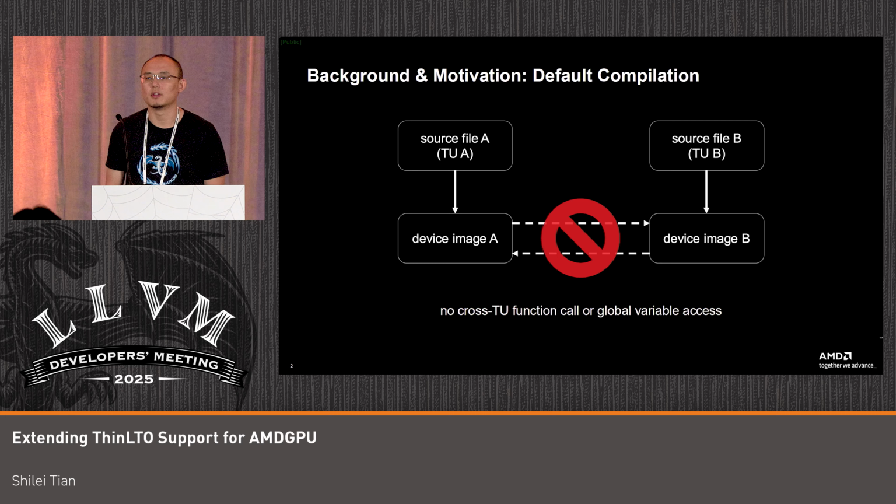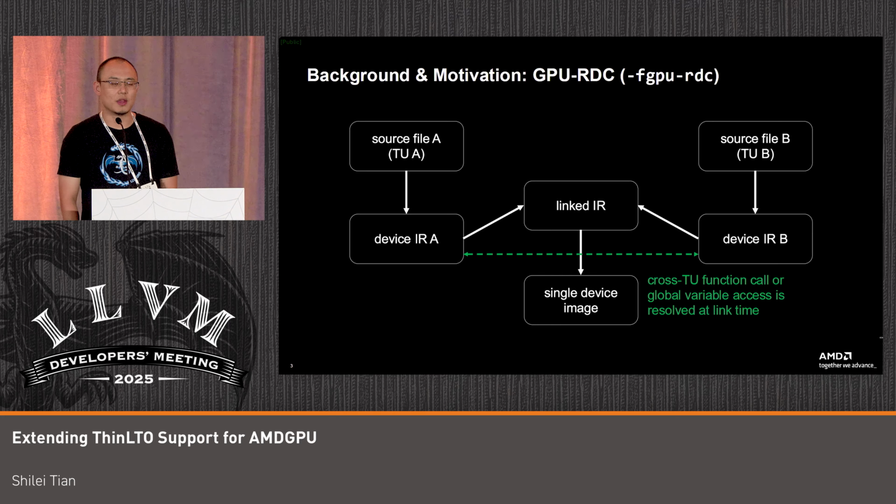Now we have the GPU RDC mode, and in this mode, at compile time, the compiler just compiles the source file to IR, and at link time, all the device IRs will be linked together into a single IR, and that single IR will go through the middle end and the back end, and eventually we will only have one device image. So this is effectively the full LTO compilation. And in this approach, all the cross-translation unit function calls and global variable accesses are resolved at link time.